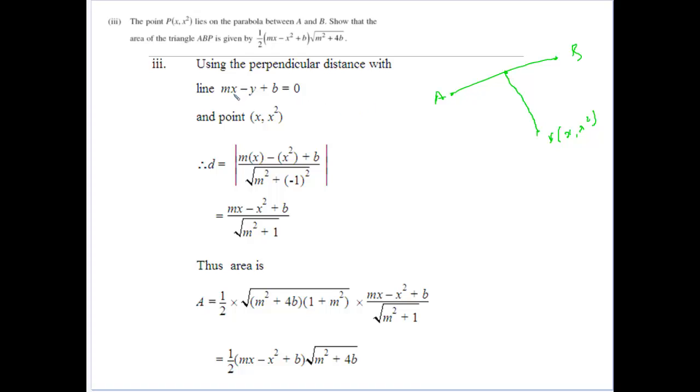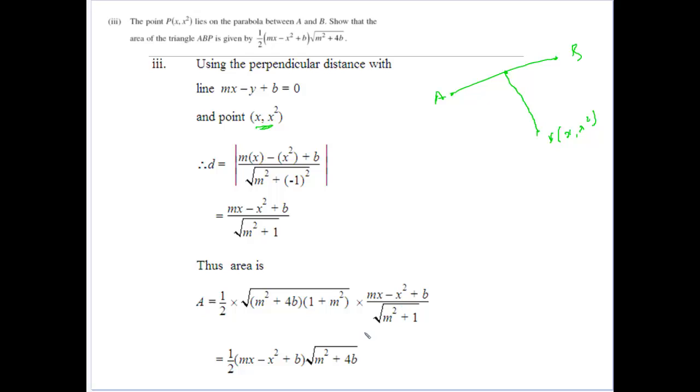So we know that the equation of that line is mx minus y plus b equals 0, because y was equal to mx plus b. And we're going to use the point x squared, so we substitute x in, we substitute x squared in, we've got the plus b, and that would be over the square root of m squared plus minus 1 all squared, which gives us this expression: mx minus x squared plus b over the square root of m squared plus 1. So our area looks like half times the base, which was AB from part 2, times the perpendicular distance, and that was positive there.